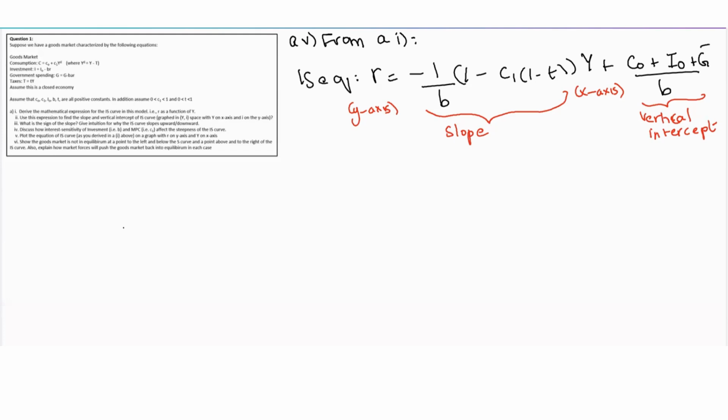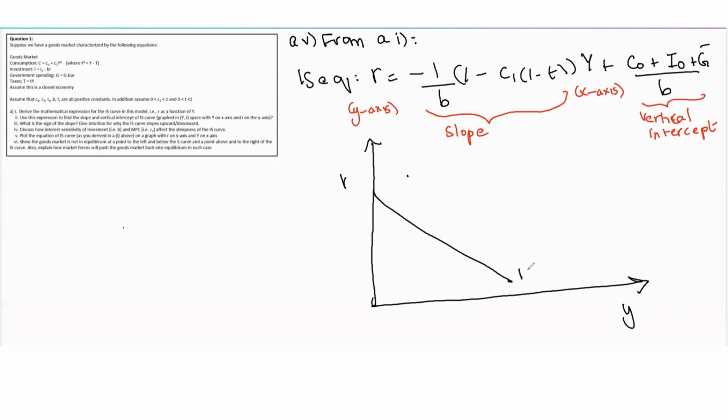So how will we do that? If we want to plot this, let's try to make it nicely. This is R, this is Y, and this is the IS curve. So we're plotting our IS curve here.